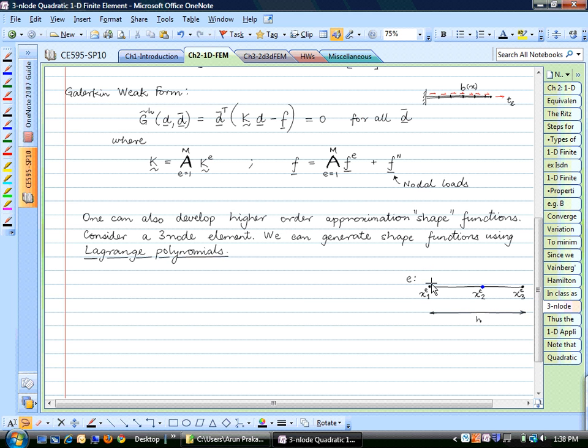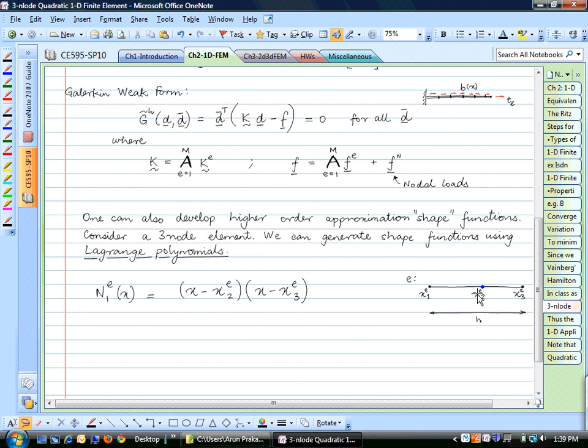So our first shape function should be 1 at node 1, and it should be 0 at the 2 other nodes. So to generate that, let's write this as N within the element, node 1. That shape function is going to be a function of x, and it's going to be written out as (x minus xe2) multiplied by (x minus xe3).